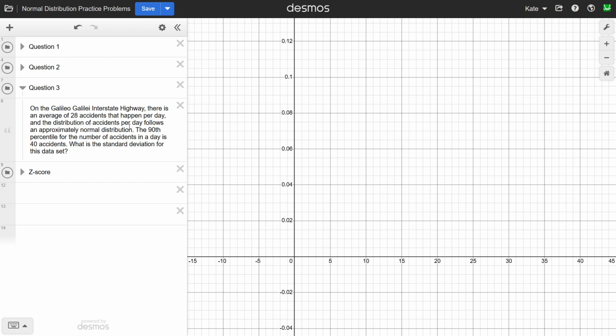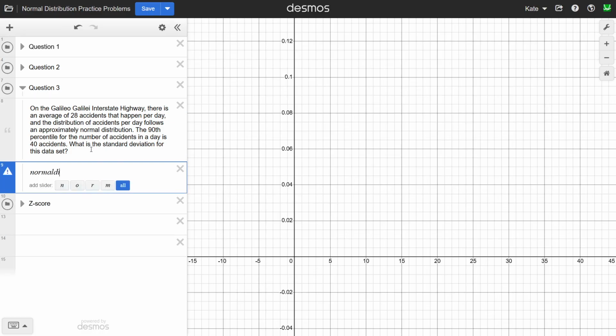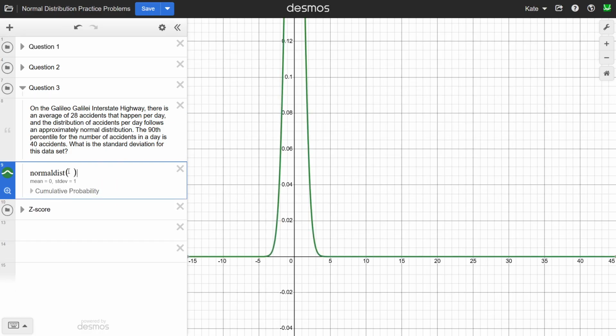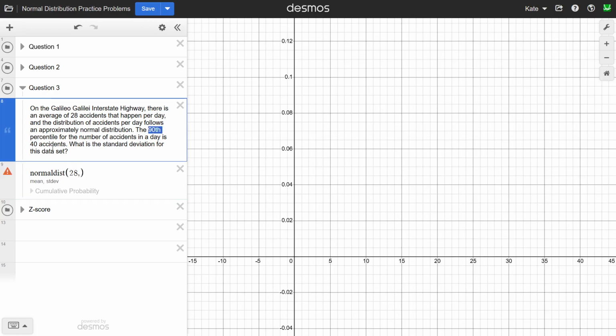For this question, we can't use the normal dist function the way we normally would because we don't have the standard deviation. You see here, the function asks for mean and standard deviation. If you just put in the mean, no standard deviation, you can't do anything with that function. And in fact, we can't even use the bounds or area computations because we already have what we want. We have the percentile and we have the data point.